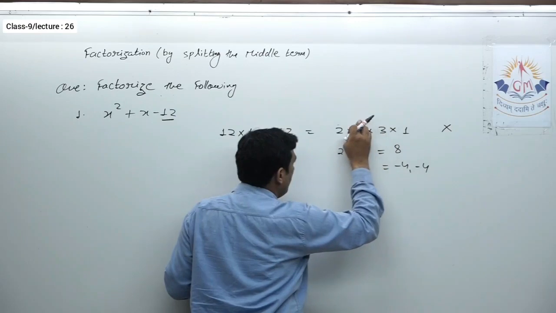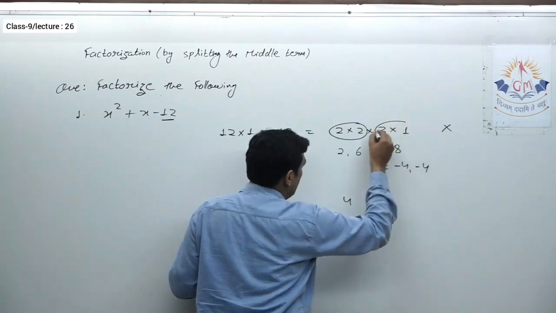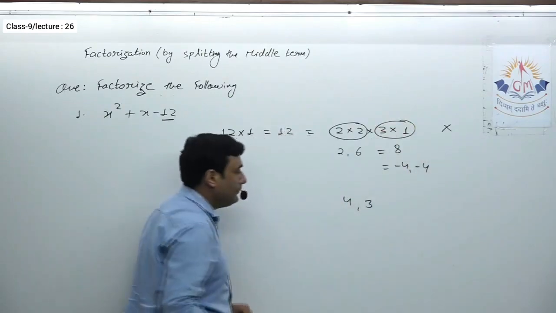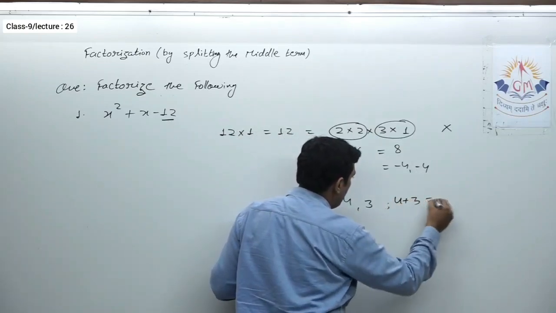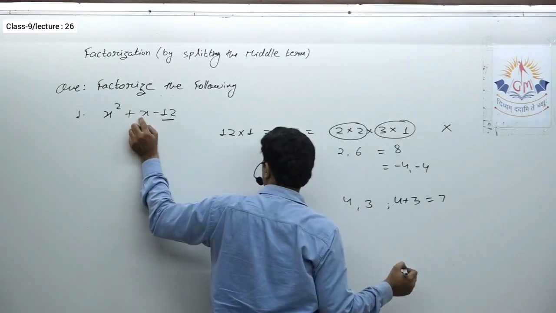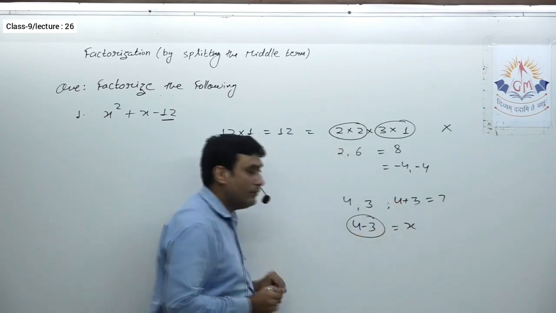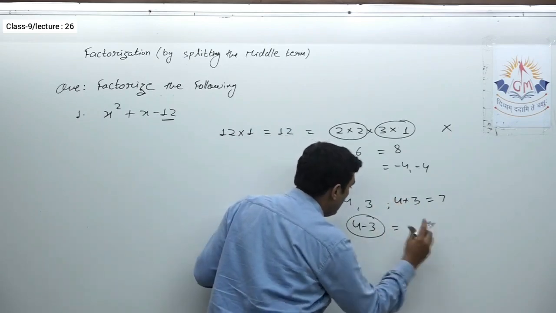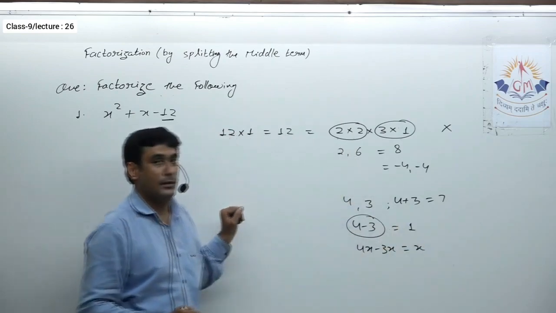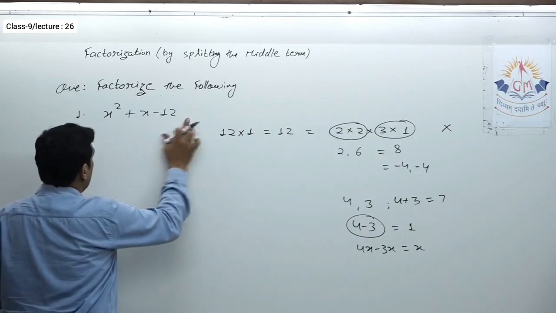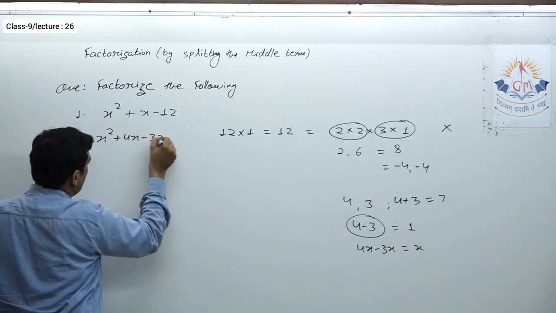Okay, so let us think about another combination. Now instead of taking this alone and these 3 together, if I take these 2 together and these 2 together, I will get 4 and 3. Now if you add them, what you will get? 7. But here we need 1. See, x means 1x. And if I subtract them, definitely I will get 1x, isn't it? 4 minus 3 is 1. So I do write 4x minus 3x to get x. Is it clear?